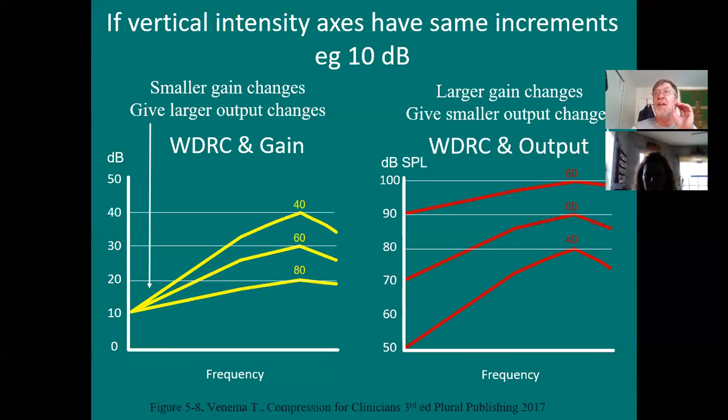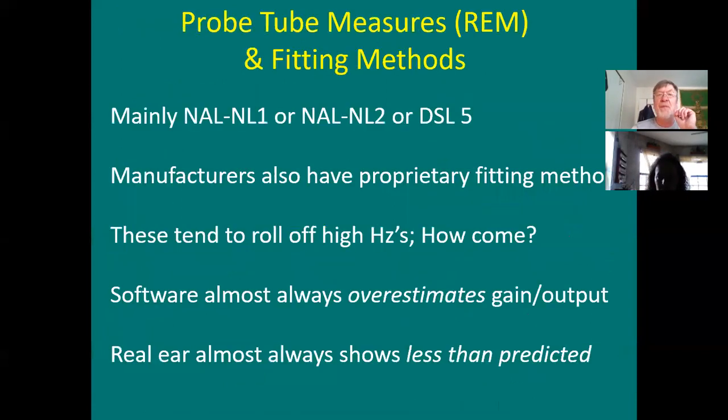If the vertical intensity axes have the same increments, like 10 dB, then you're going to see bigger changes regarding output. No differences here, lots of difference here, and it's no rocket science, it's just arithmetic. Input plus gain is output.